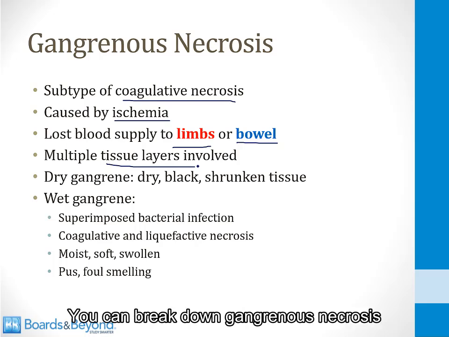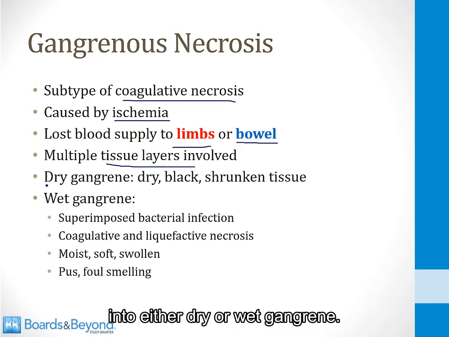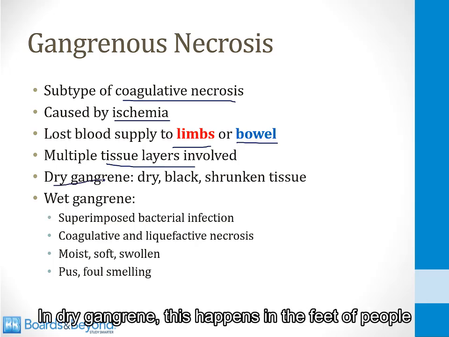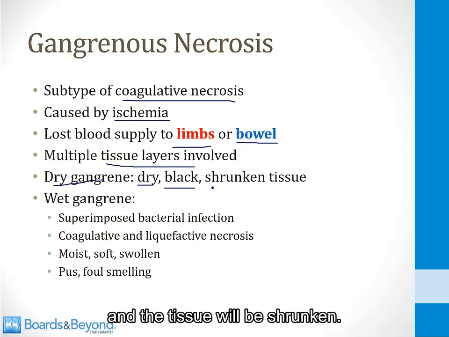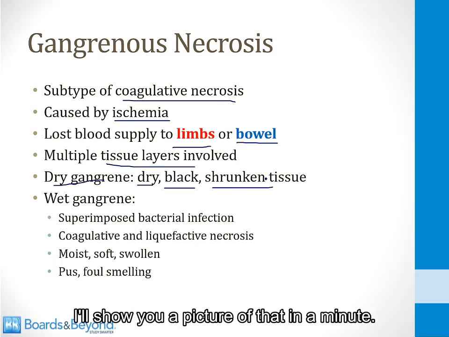You can break down gangrenous necrosis into either dry or wet gangrene. In dry gangrene, this happens in the feet of people with peripheral vascular disease. The skin will be dry, but it will be black, and the tissue will be shrunken. I'll show you a picture of that in a minute.